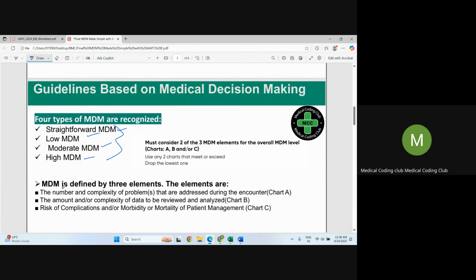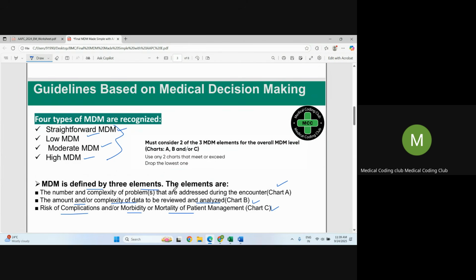Now MDM is defined by 3 elements: chart A, chart B, and chart C. Chart A is for the problem being addressed or treated during the encounter, chart B is the amount and complexity of data to be reviewed and analyzed, and chart C is the risk of complication, morbidity or mortality of patient management, which is nothing but treatment. So what is the patient's problem? What procedures are they performing? And what treatment plan did they make? These are the 3 main pillars to get our final MDM.